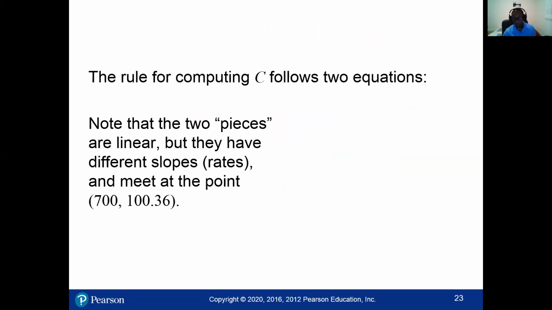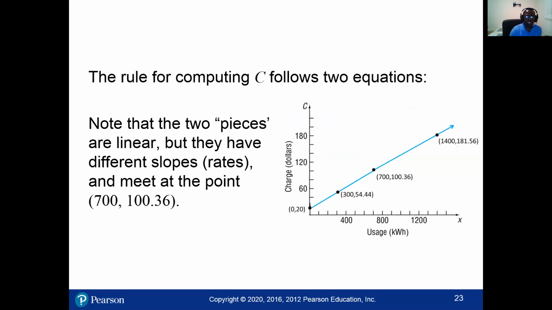We can put this in a graph. The rule for computing C follows two equations, as we have talked about. Note that the two pieces are both linear, but they have different slopes, or rates at which they charge you, and they meet at the point 700. So if you draw both together, like we did in the earlier example, we get this graph.